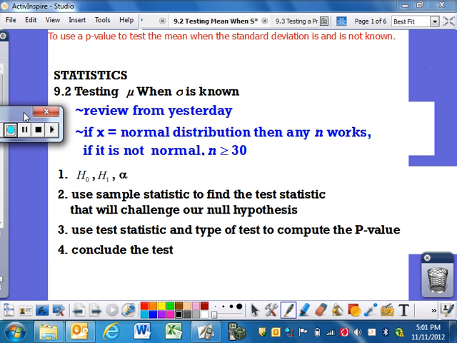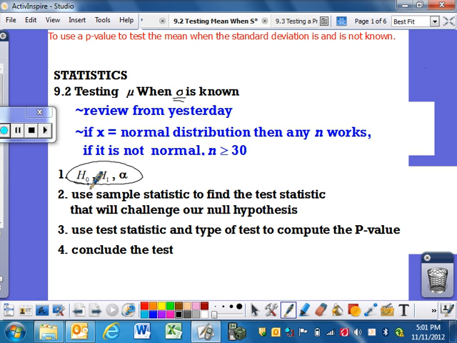Alright, this is section 9.2 notes, so we're going to need your T table this time, not your Z table, because today we are actually going to test mu when standard deviation is not known. But just a review from the day before, quickly: if you do know your standard deviation, then you know that it's a normal distribution and you're going to use a Z-score.